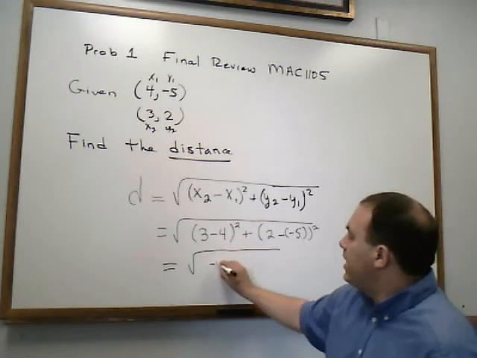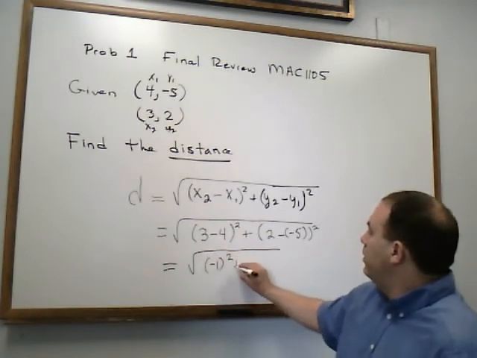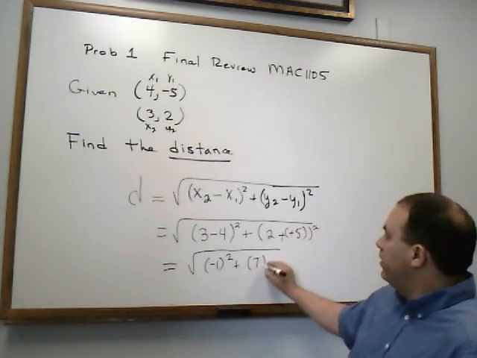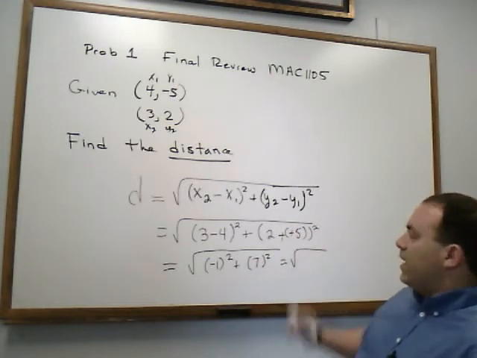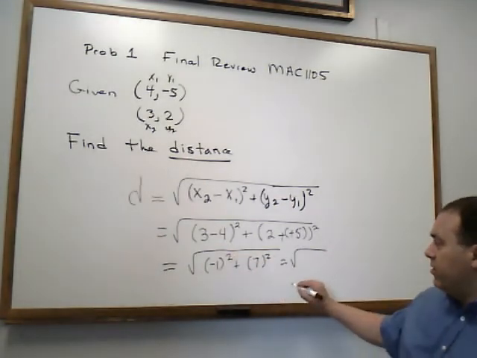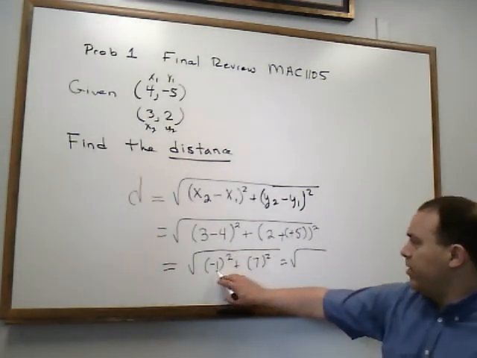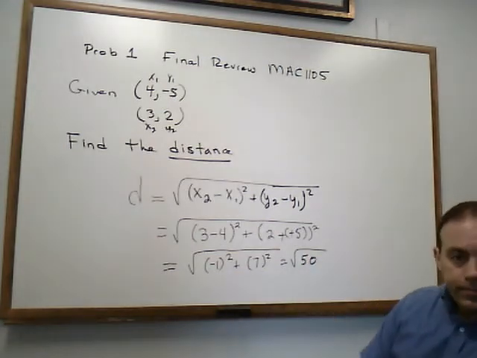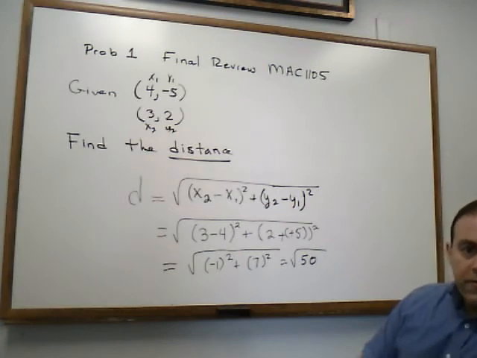3 minus 4 is a -1. 2 minus a -5 becomes 2 plus 5, or 7. And as we clean up that radical on the inside before we take the square root value itself, we get 1 plus 49 is 50. Now square root of 50 is our answer.